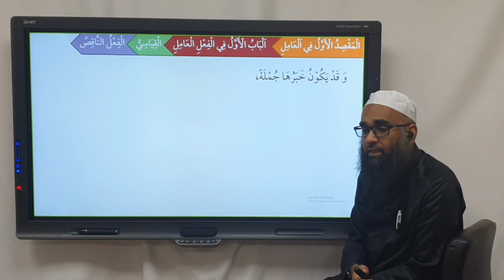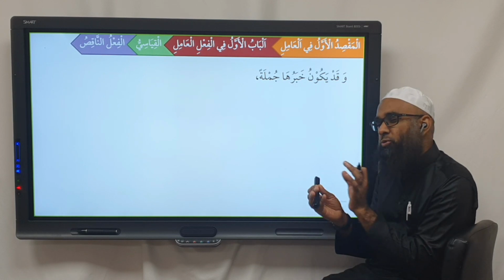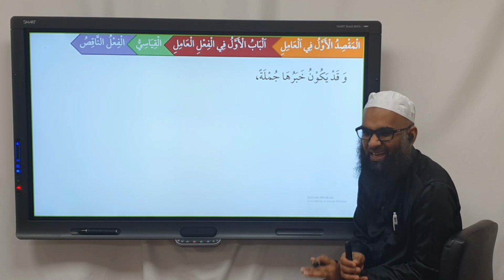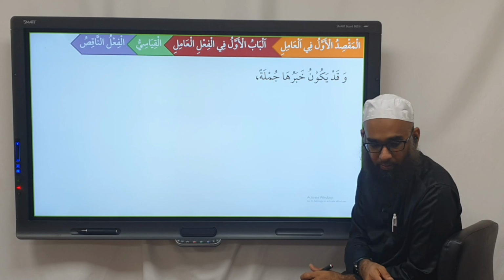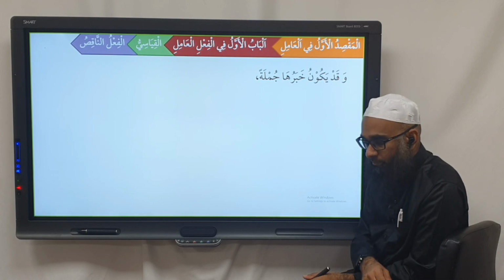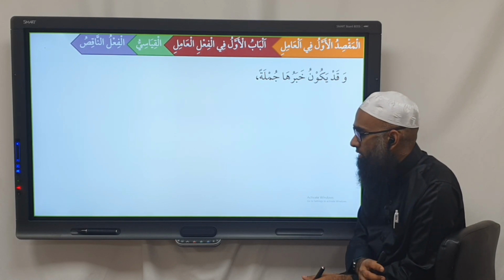Pardon me? The khala yadkhulu came in the first nahwa to enter, to proceed. When you enter the jumla ismiya, you say what? It precedes the jumla ismiya. It doesn't enter onto it, but precede is a better translation. Any other questions?